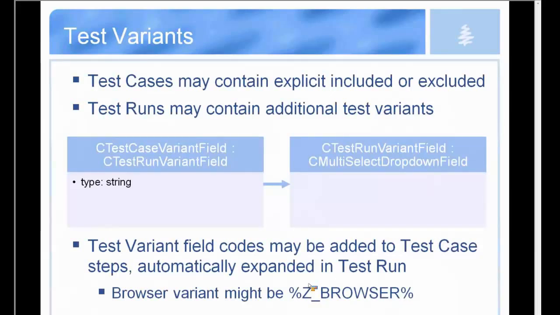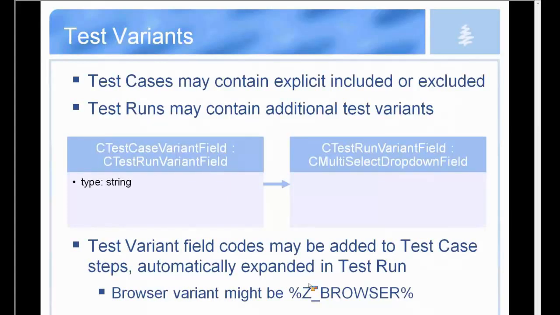In that same vein, after I've run my test, I may find that I've adequately covered other variants with this single test. I can include these variants as additional variants on that test run. So if my Firefox test actually also worked for Internet Explorer, I could add Internet Explorer as an additional variant.